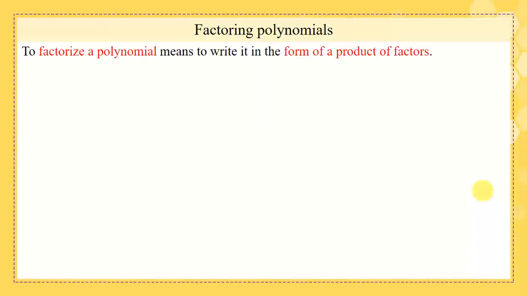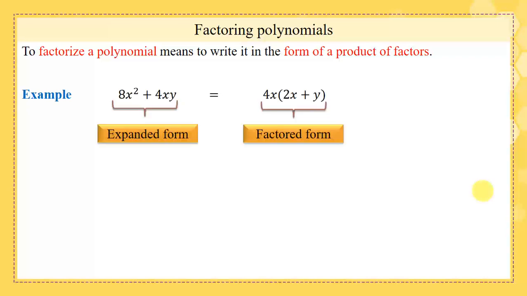Factoring polynomials. To factorize a polynomial means to write it in the form of a product of factors. Example: 8x squared plus 4xy is the expanded form of a polynomial, while 4x times (2x plus y) is the factored form of the same polynomial. Expanded form represents a sum of terms, while factored form represents a product of factors.